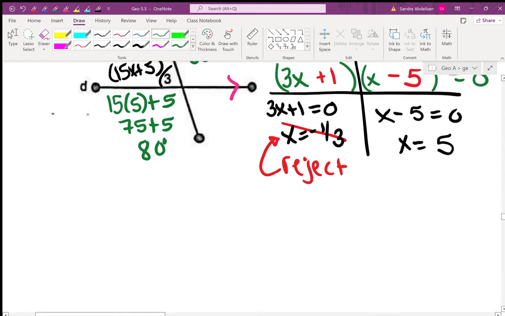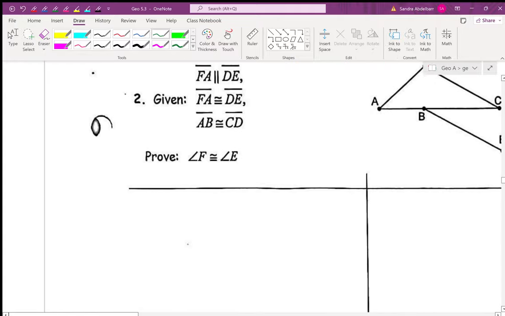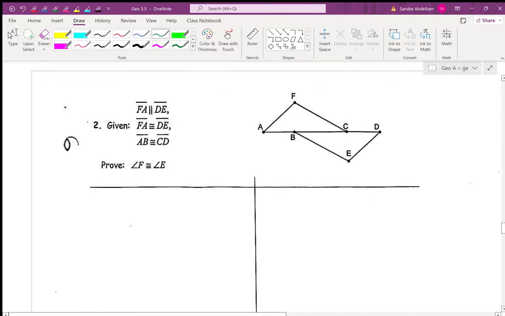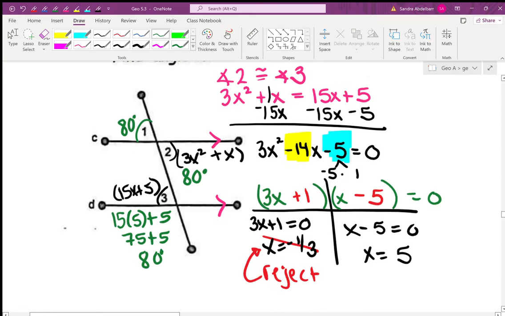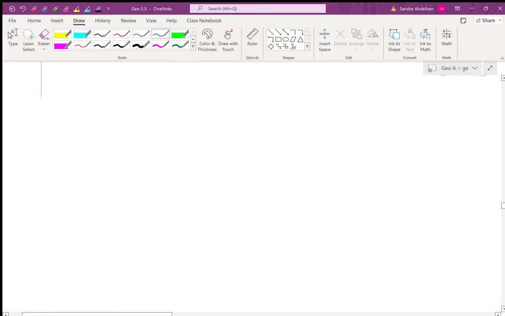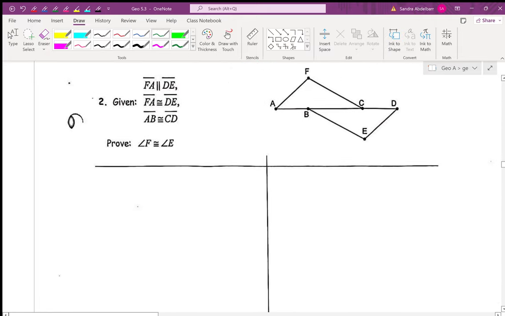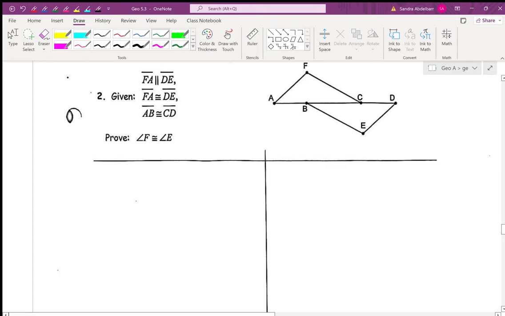All right, let's do some proofs. We did find angle 1. Weren't angle 1 and angle 2 the same? Yeah. All right, we're going on to the proof. Can somebody read me this first piece of given? What does this say? FA parallel DE. Excellent. You need to know the parallel symbol. This is FA is parallel to DE.